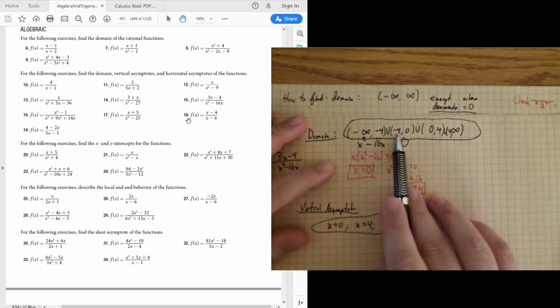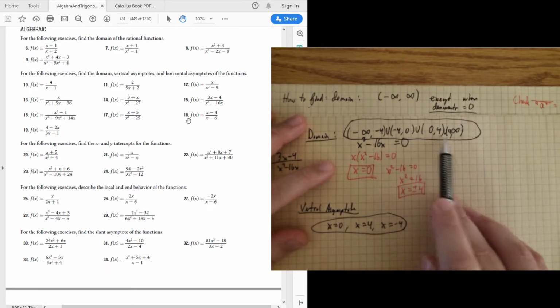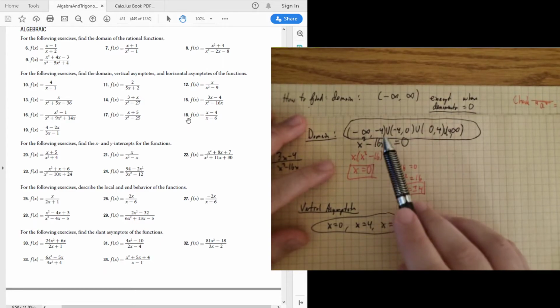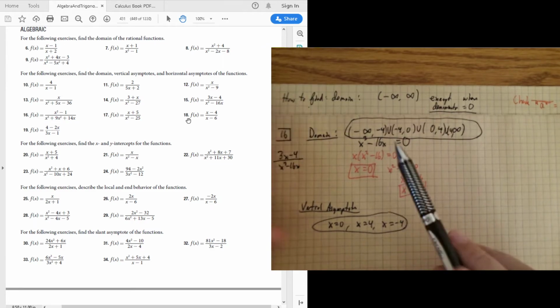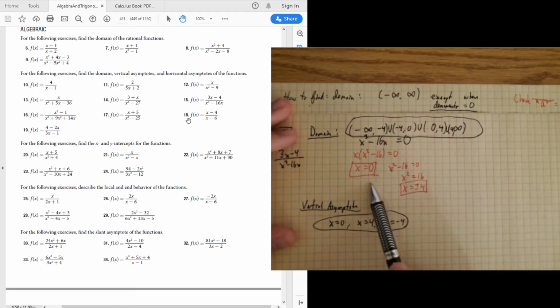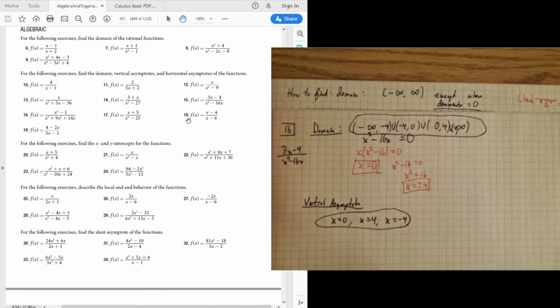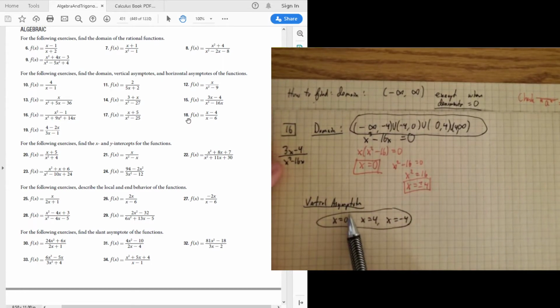So I can't cross negative 4. I can't cross 0. I can't cross 4. So there's my domain. Notice that each number that appears in my domain as a problem came from my equation. Notice that each number that appears in my asymptotes came from my equation. And so domain and vertical asymptotes can be found in the same step.